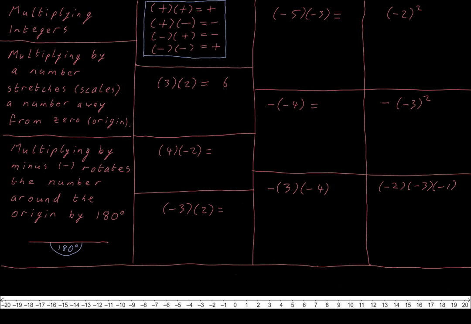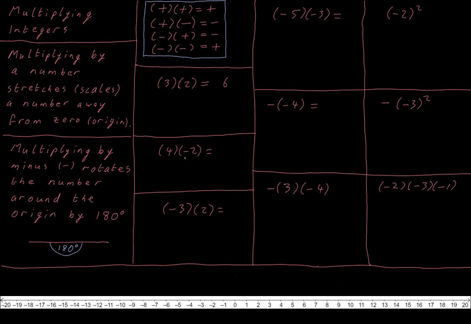Now, let's look at how these rules come to be from our rule that we started with, that multiplying by minus rotates us around the origin. So here we start out, and I've already done this example, we are stretching our 3 twice as far away from 0, and we end up at 6. And I didn't have to do any rotation here because there's no minuses involved. I haven't multiplied by a minus number.